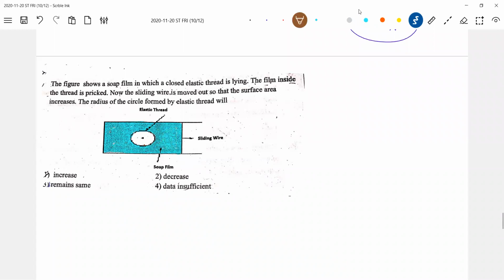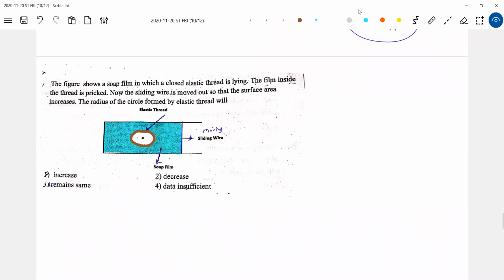Elastic thread. That elastic thread is this one. I think you have clearly everything information is available. Now analyze it. This is a sliding wire which I'm going to move. Moving sliding wire.